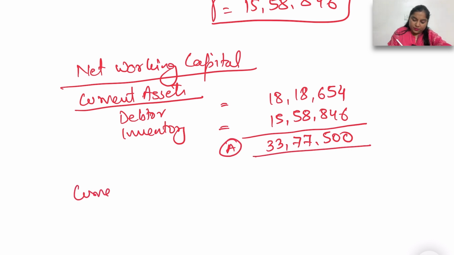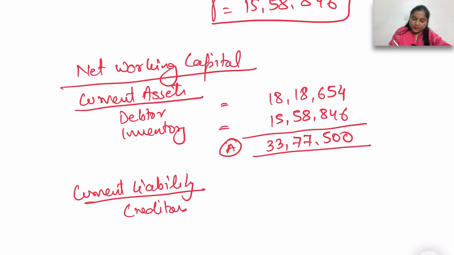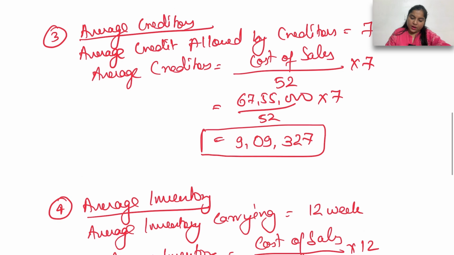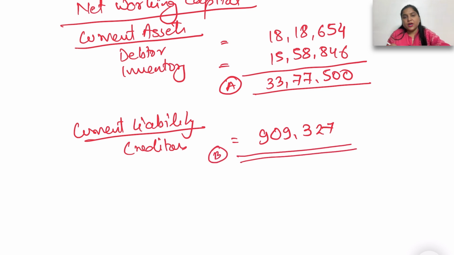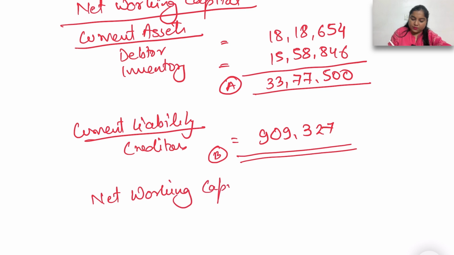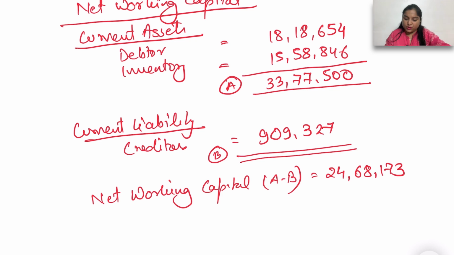Mark it A. Now we need a current liability, which is in the form of creditors in our case. So what's the creditor? 9,09,327 is your current liability. Mark it B. Okay. So what will be net working capital? Net working capital is A minus B. Please be satisfied. Don't do any rectification. Try to cover your basics, then do these numericals. 24,68,173. So this is your working capital.